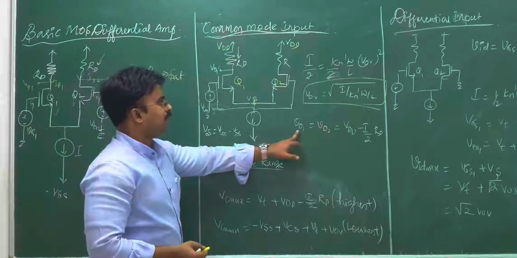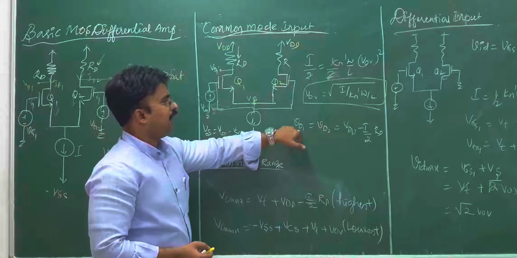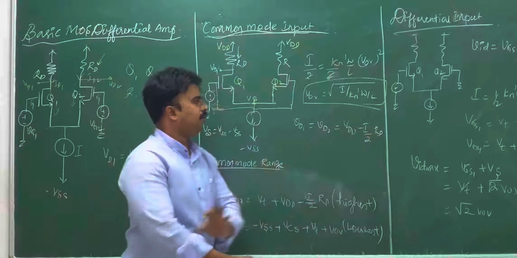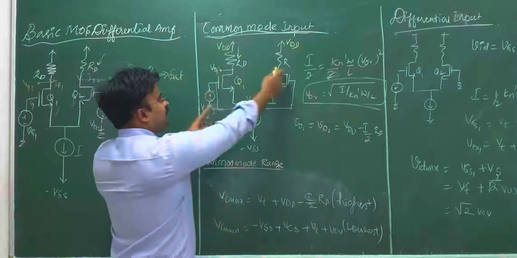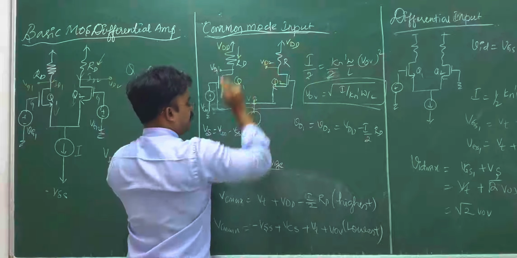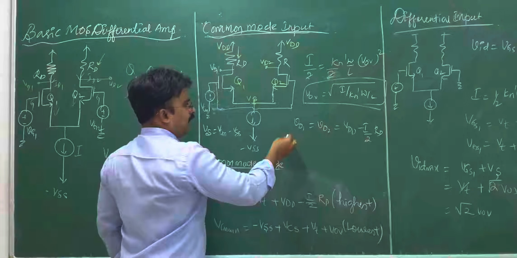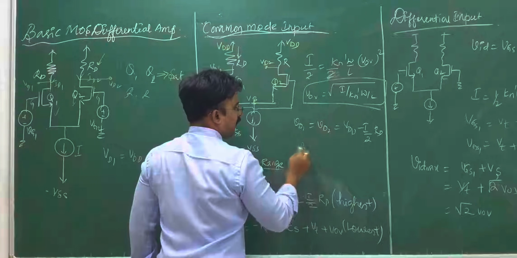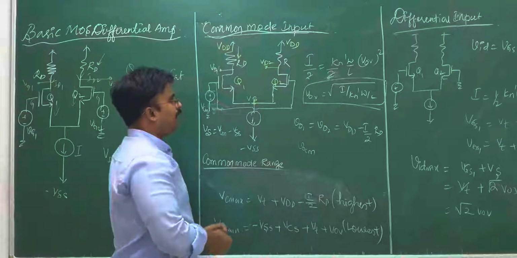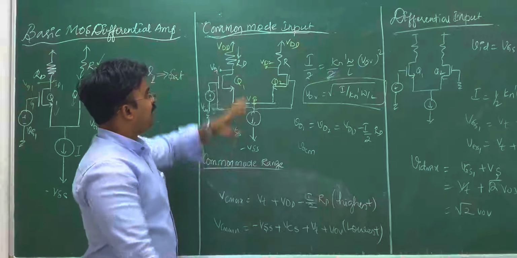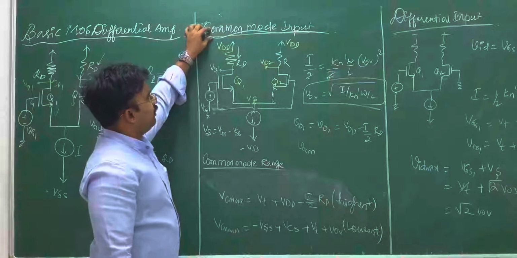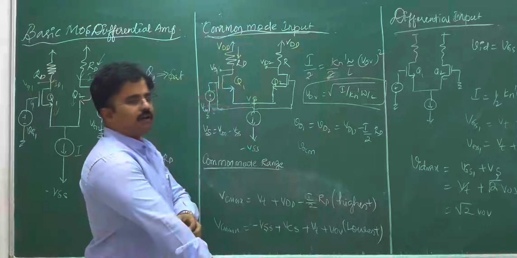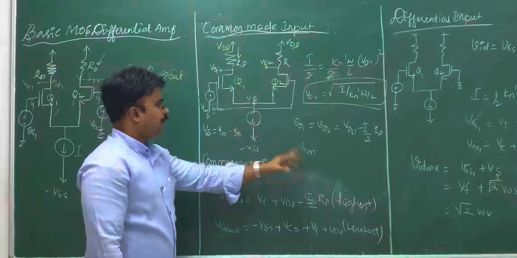Here, the output voltage: VD1 is equal to VD2 is equal to VD minus I by 2 into RD. So both transistors' VD1 and VD2 are the same. Therefore, if you take the difference for the output voltage Vout, the common mode output voltage VOCM will be 0, indicating that for a common mode input, the transistor rejects the common mode signal and therefore the output voltage will be 0.